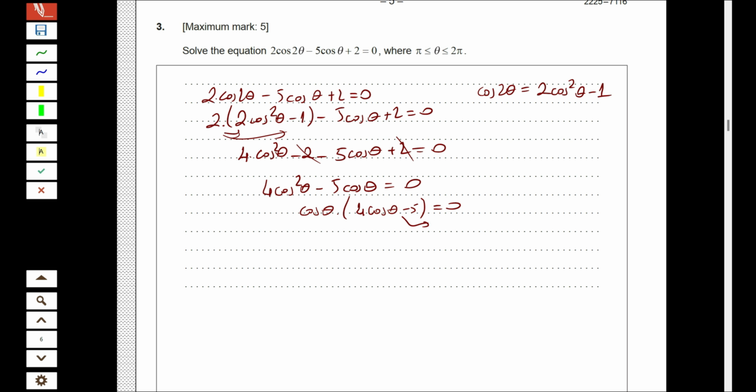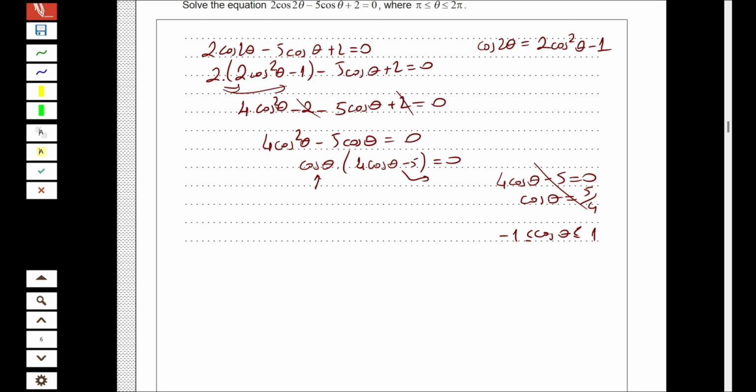When you look at the parentheses and set it equal to 0, you will see that cosine theta is 5 over 4, but it's not possible because cosine theta is between -1 and 1. So I cancel this solution, right? And cosine theta will be 0 in this case because the other factor is cosine theta.